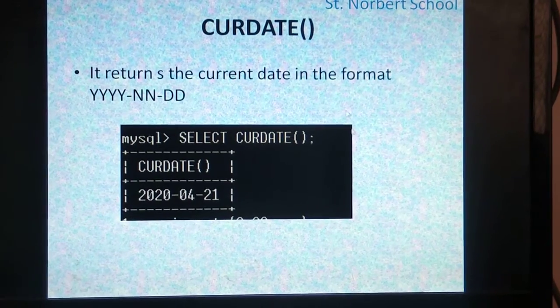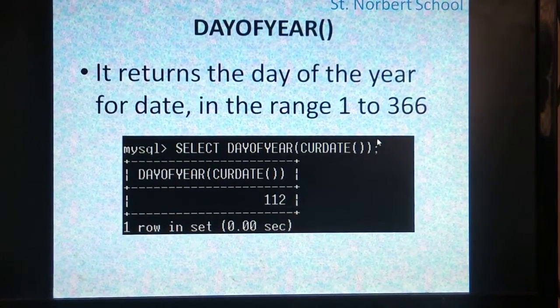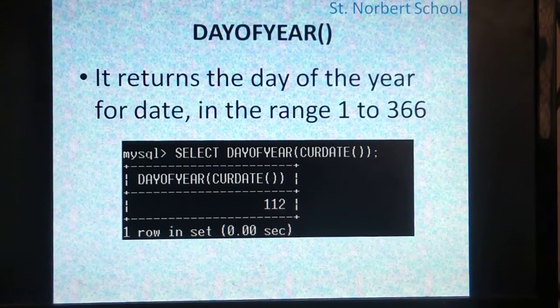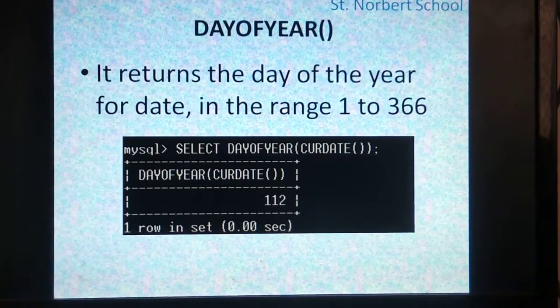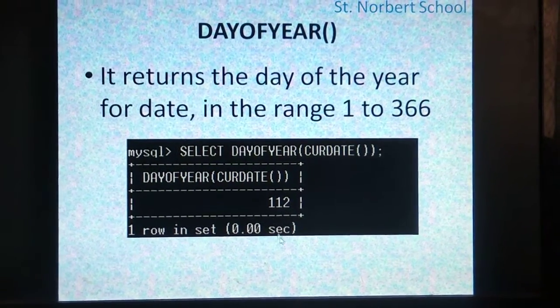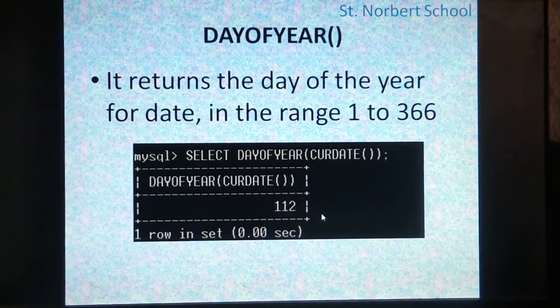CURRENT_DATE displays the current date in the form of year, month, date. DAYOFYEAR returns the day of year for a date, in range 1 to 366. So today's date is 112 in this year. It will display 112 only.